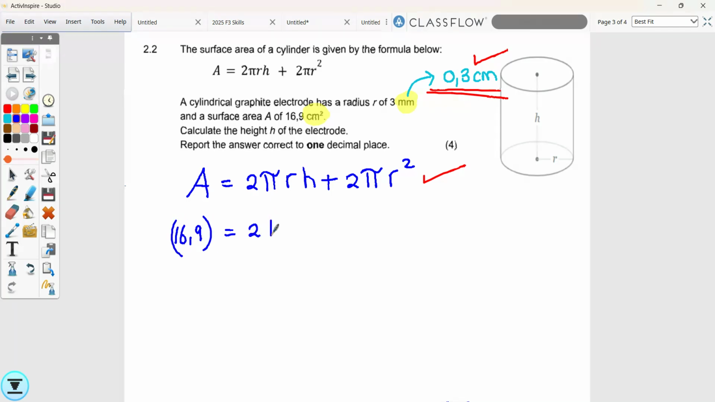2 stays 2. Pi stays pi. You really don't have to put a value in for pi because it's on your calculator. R is given to us as 3 millimeters, but because we want the units to be the same, we decided we're going to do 0.3. H is what we want, so we leave it as an h, plus 2 pi, and then this r must be squared. Nice. Please don't forget the square. That also often happens.